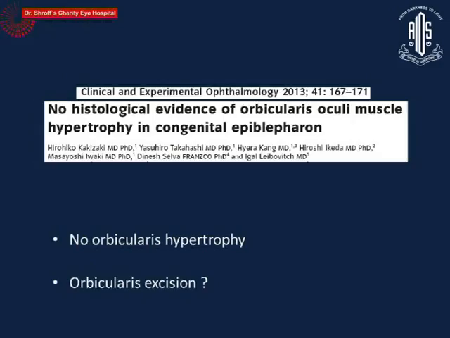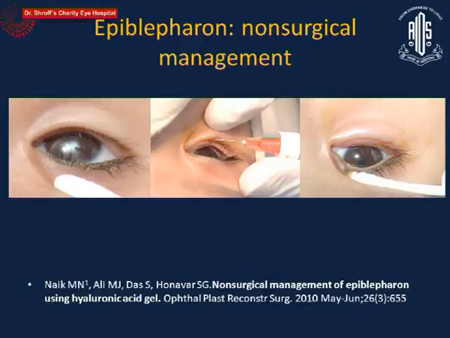Typically, we have been taught that we need to excise a strip of orbicularis muscle also while we are doing the congenital entropion surgery, but recent studies actually say that if you do the histopathology of the tissues in the patients who have undergone the surgery, there is no hypertrophy of the muscle which is actually seen in these patients. So whether we are justified in removing an orbicularis strip is debatable, especially in the severe cases where you have to sometimes take out a very big strip and it can cause other problems.